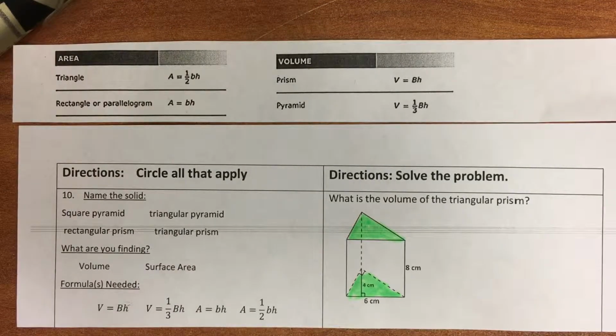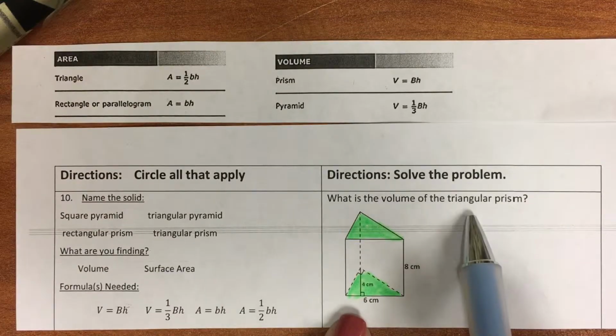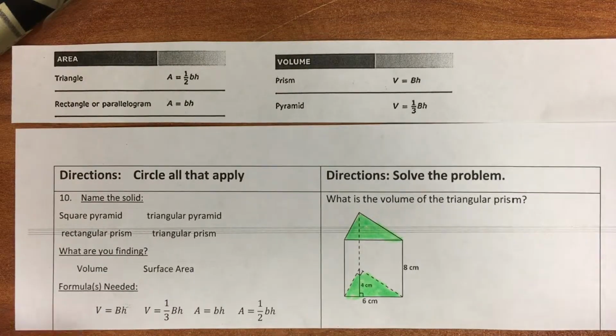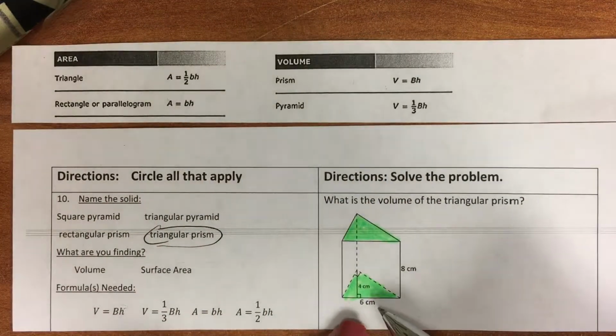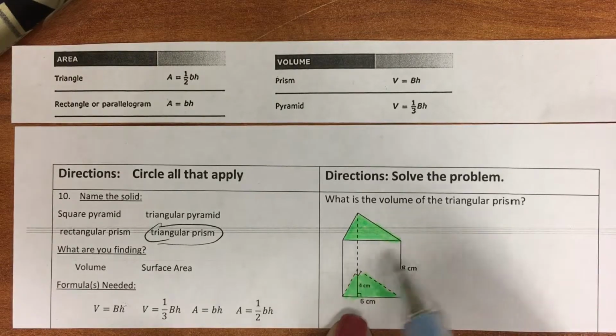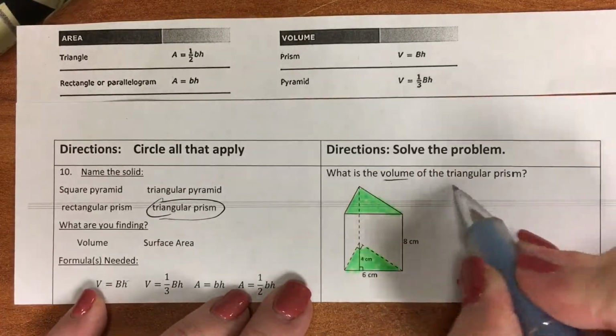All right, number 10. What is the volume of the triangular prism? All right, so they were nice enough to tell us it's a triangular prism. It's a triangular prism because I have triangle bases, and the other faces are rectangles. All right, we're finding volume.